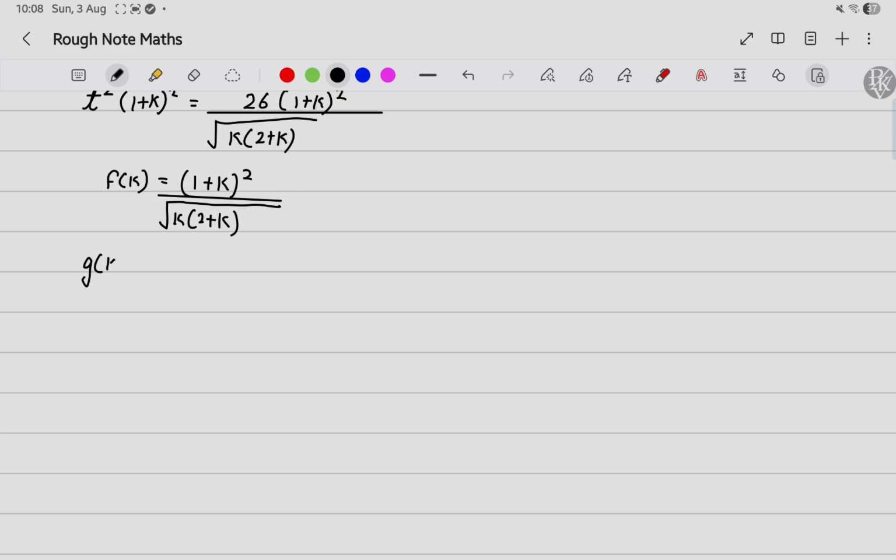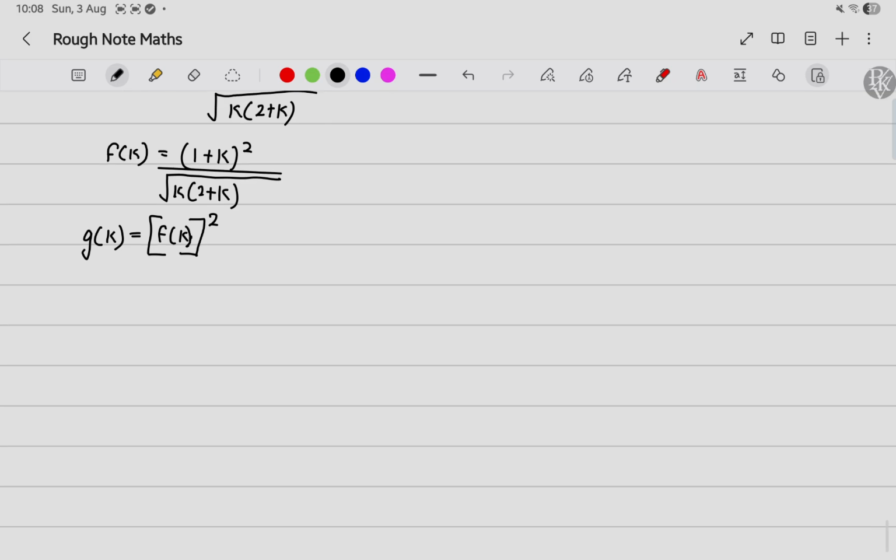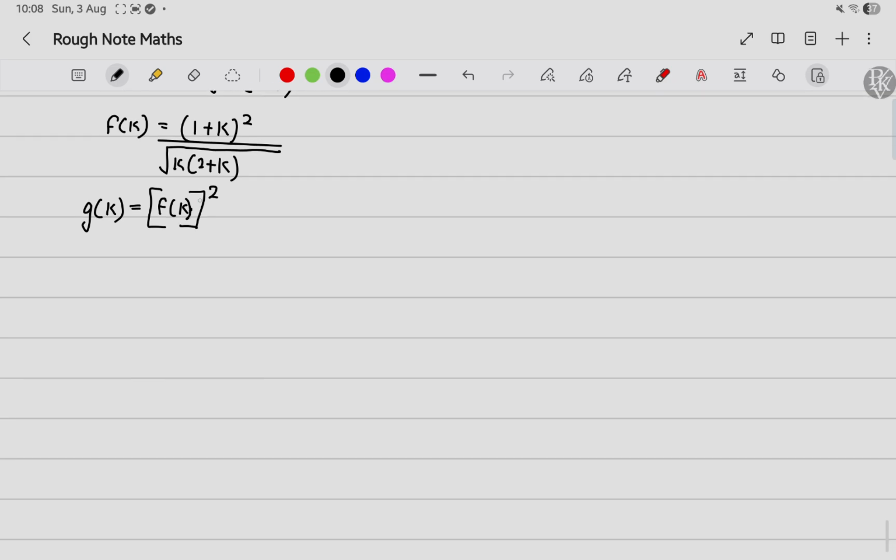So I'm going to define a new variable g of k as f of k the whole square. It's not only tough, it's ugly to watch to have a square root in the denominator. So this g of k becomes k plus 1 whole raised to 4 divided by, sorry, not f of k. What did I do just now? The denominator becomes k times 2 plus k.